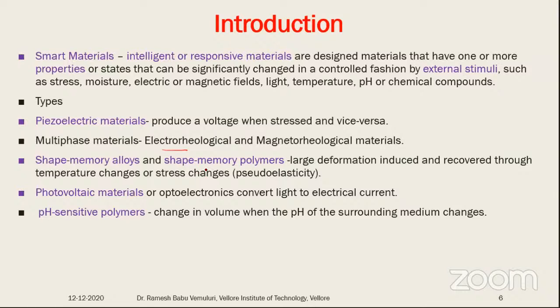In the shape memory alloys, we will see what the applications are, and for all these three, piezoelectric materials, multi-phase materials and shape memory materials, what the working principles are, how their properties can be enhanced, and what the applications are. And photovoltaic materials or optoelectronic materials convert light to electrical current. These are majorly used in some sensor applications and some chemical applications. The pH sensitive polymers are majorly in chemical engineering applications. So there are many materials in the smart materials.